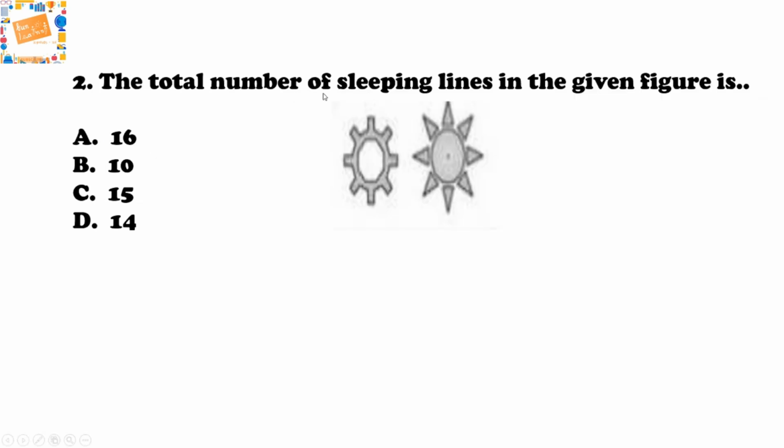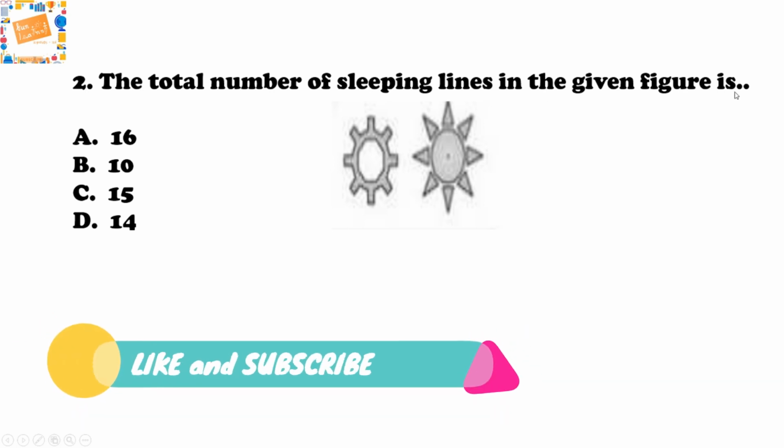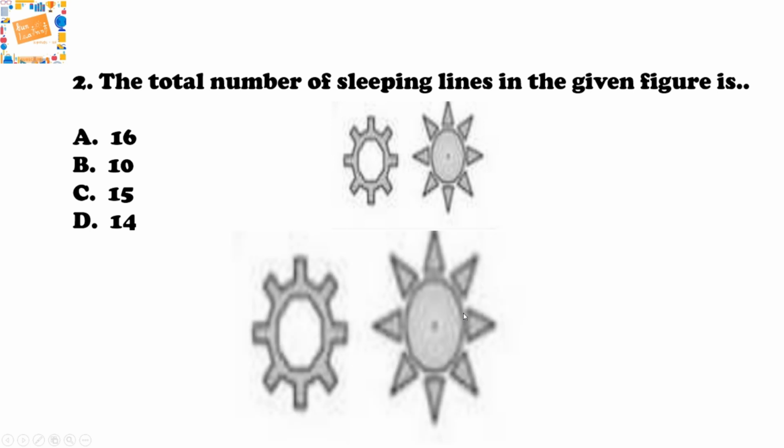The total number of sleeping lines in the given figure is. This is the given figure. Let me expand it for your ease of solving. And the options are option A 16, option B 10, option C 15 or option D 14. So let's get started. Your clock starts now. Well, if you need more time, do pause the video and try to guess the answer. Let me help you solve it.